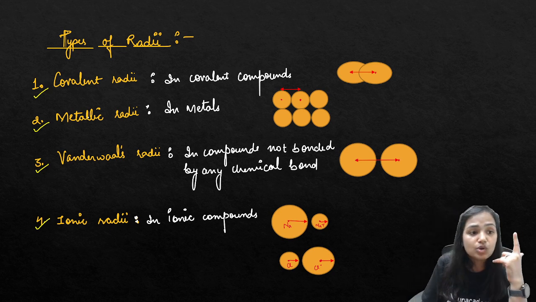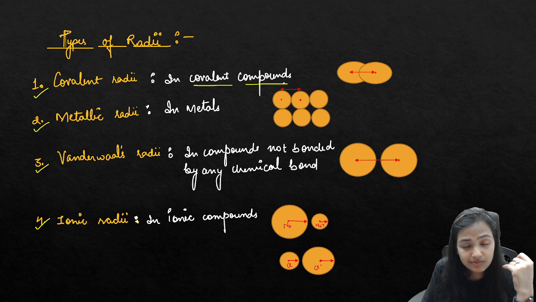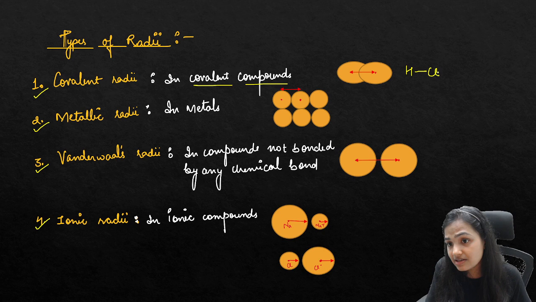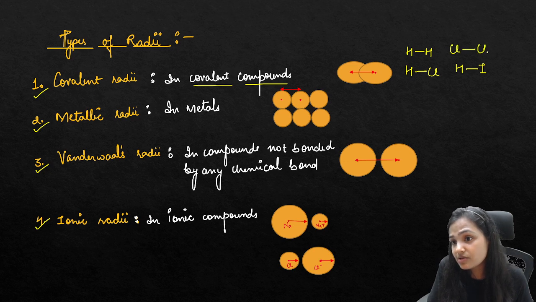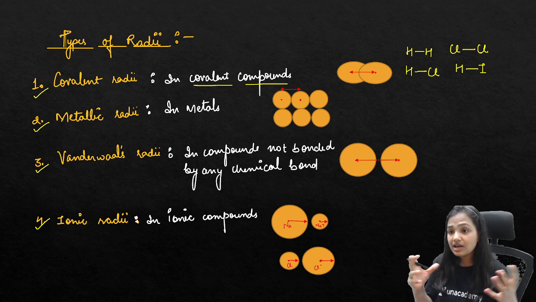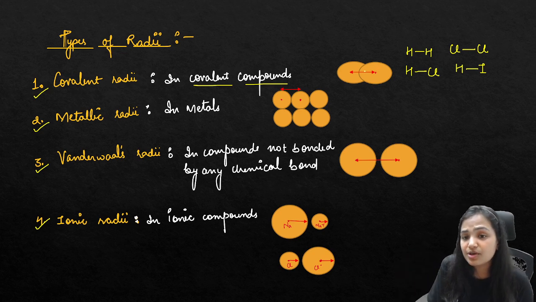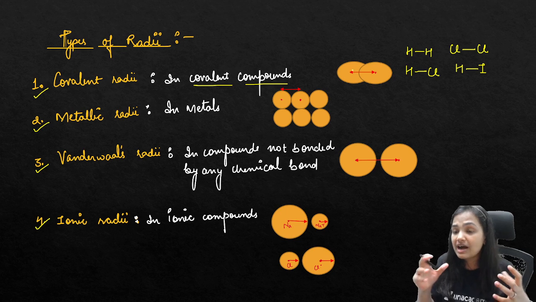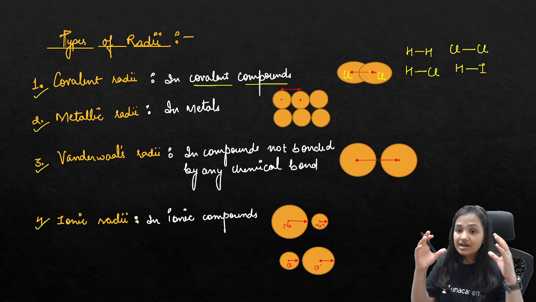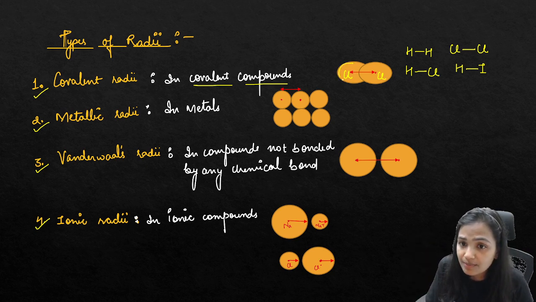Let's see. The covalent radii, in the covalent compounds. When we talk about covalent compounds like HCl, HI, H2, or the Cl2 molecule, they all have covalent bonding, they all have a sharing of electrons. Let's say this is my chlorine and this is my chlorine, and they both are sharing their electron, and because of this sharing there is an overlap of orbitals.